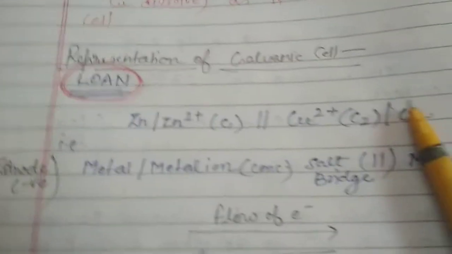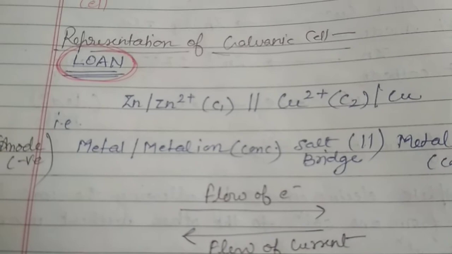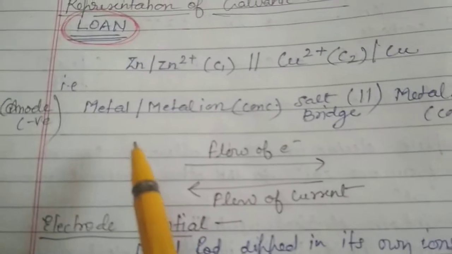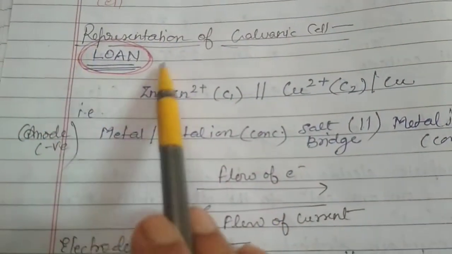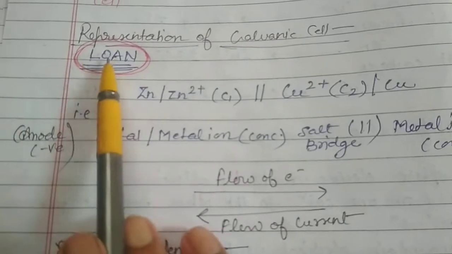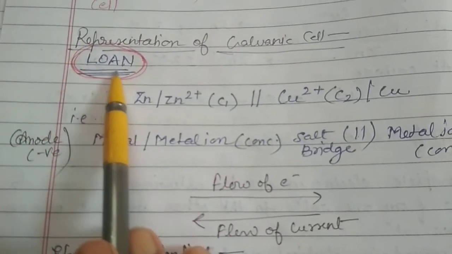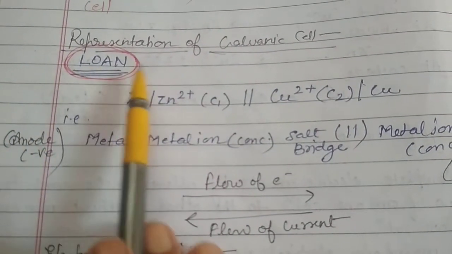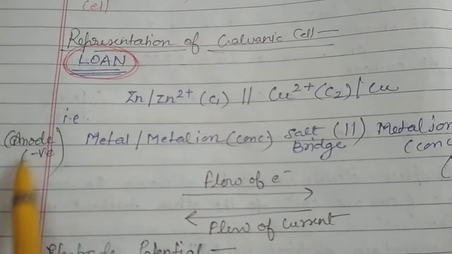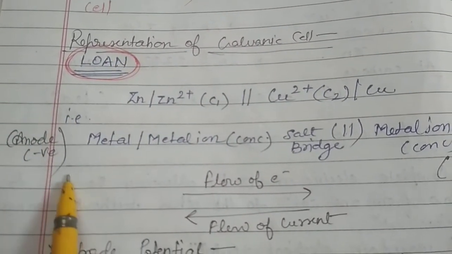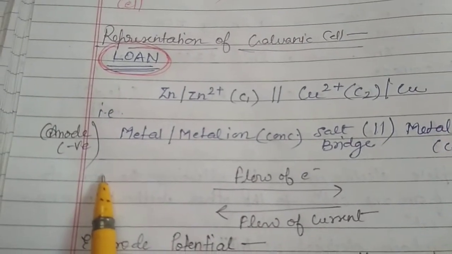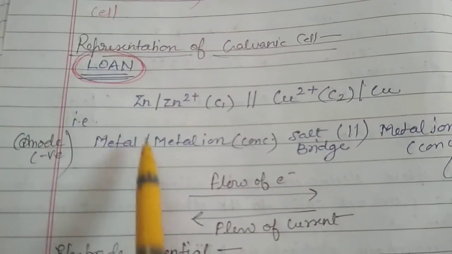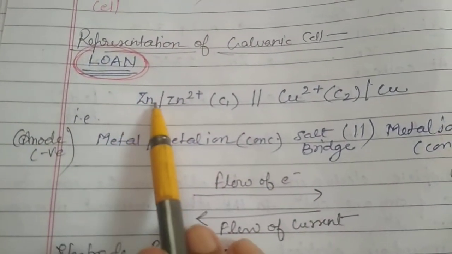Now we'll see the representation of the galvanic cell. How to represent any galvanic cell? For that, you have to remember the word LOAN, as I told you yesterday also. In LOAN: left, oxidation, anode, negative. On the left side, you have to show the oxidation, and oxidation always happens at the anode, and the anode is always negative in the case of a galvanic cell. So let's see, here in the case of the zinc copper cell, the anode is zinc.